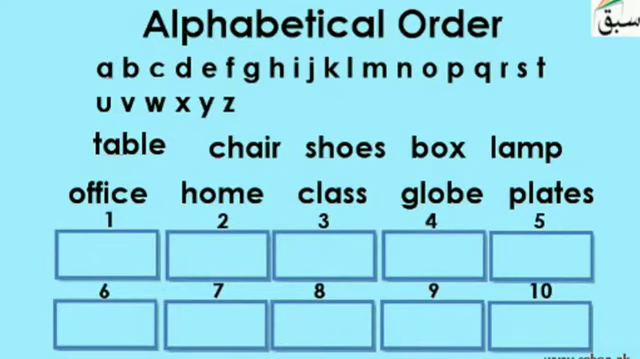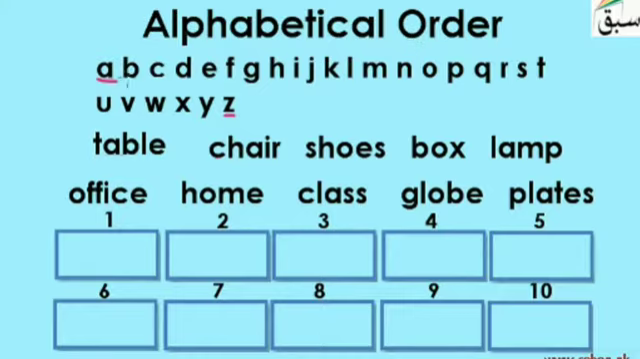Today we are going to learn alphabetical order. From letter A to letter Z is known as the letters of the alphabet. What is it known as? Letters of the alphabet. And order means sequence.